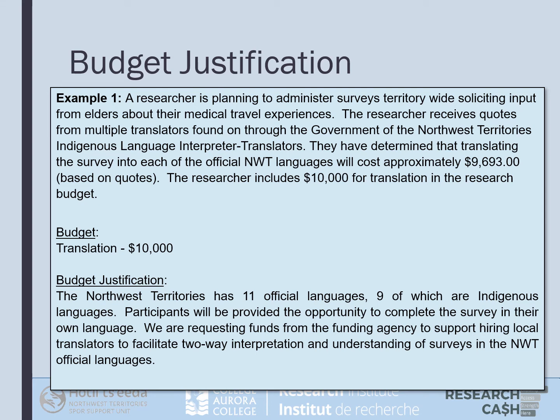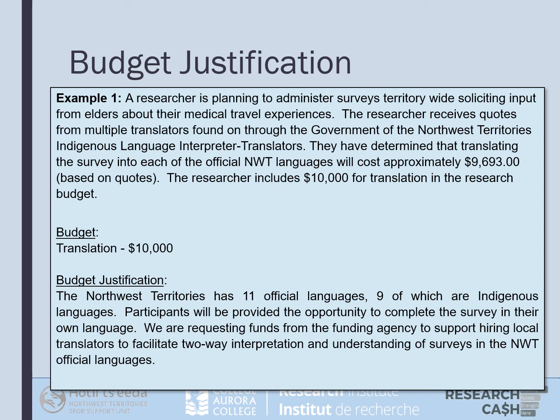So, in our first example, a researcher is planning to administer surveys territory-wide, soliciting input from elders about their medical travel experiences. The researcher receives quotes from multiple translators found through the Government of the Northwest Territories Indigenous Language Interpreter and Translators list. They have determined that translating the survey into each of the official languages will cost approximately $9,693 based on quotes. The researcher includes $10,000 for translation in the research budget, and they need to justify why they're including a request for $10,000 for translation.